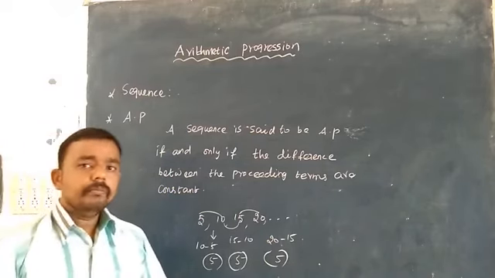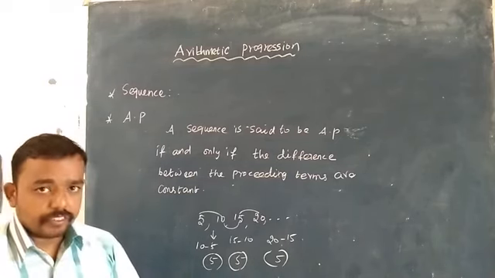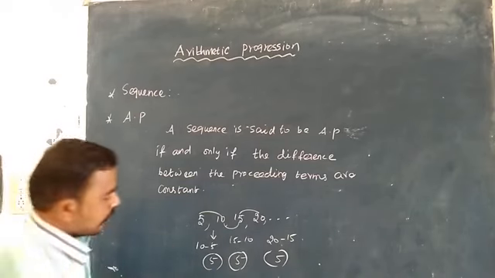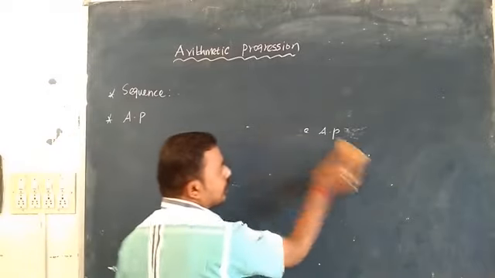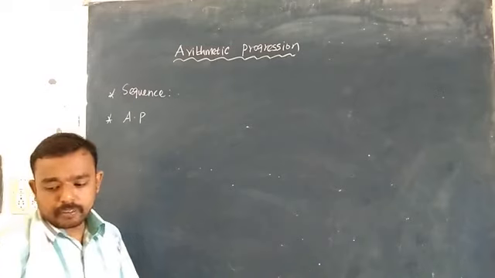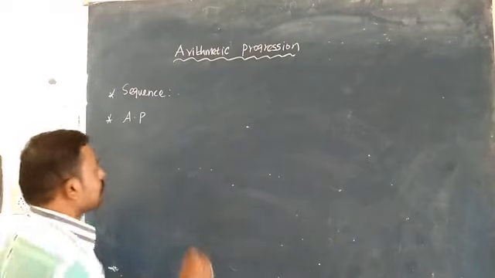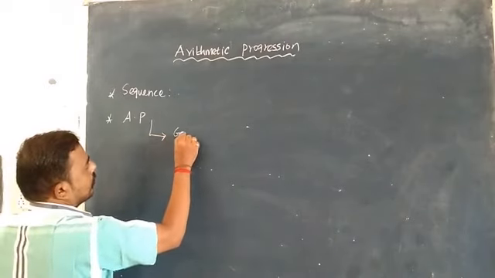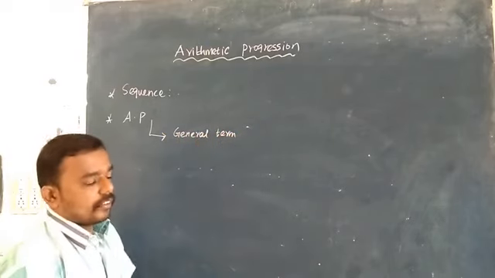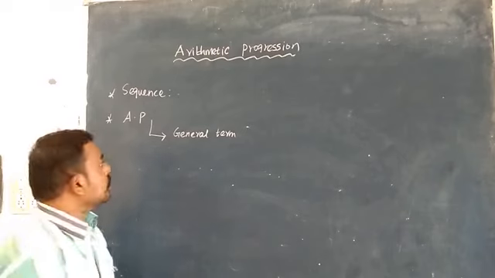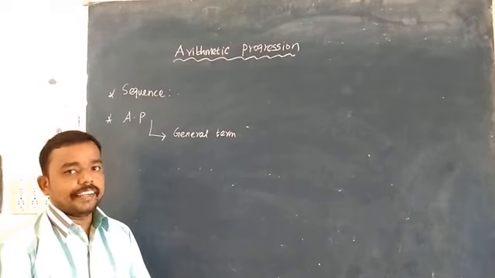In our book, you may be studying a different type of definition of AP. This is also one of the definitions. Right? Now in this AP, we need to give examples, and before that the general term. Already we studied that an AP should have a first term, second term, third term like that.